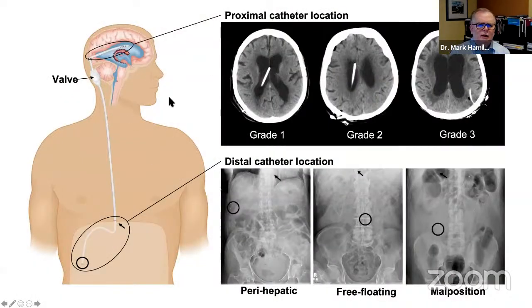We did this prospectively, grading ventricular catheter placement using the Carolyn Hayhurst grading system as grade 1, 2, or 3. Grade 3 is in the brain, grade 1 is perfectly positioned in the ventricle. And then we looked at the positioning of the catheter in the abdomen just for verification. If we put it behind the liver, does it stay there? So is it perihepatic, free-floating, or malpositioned?